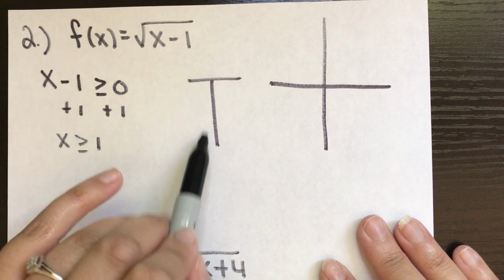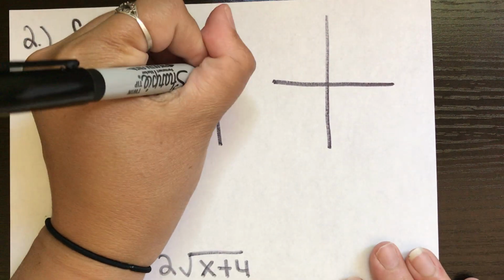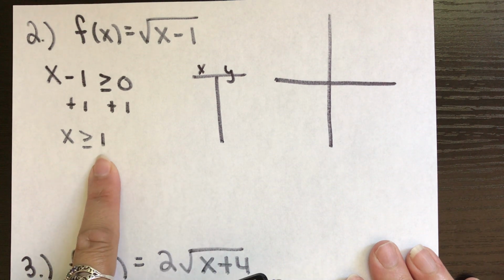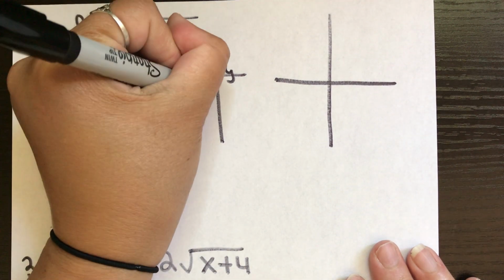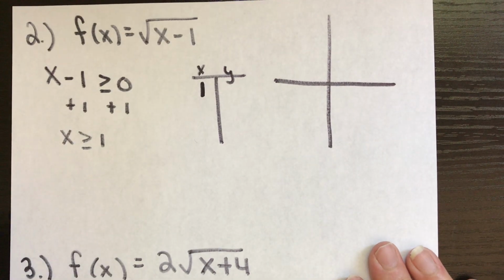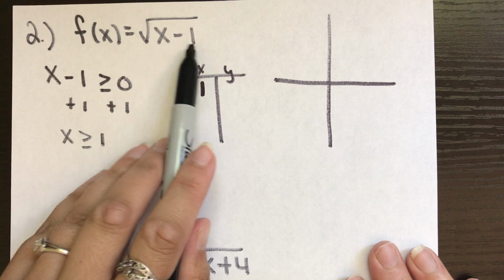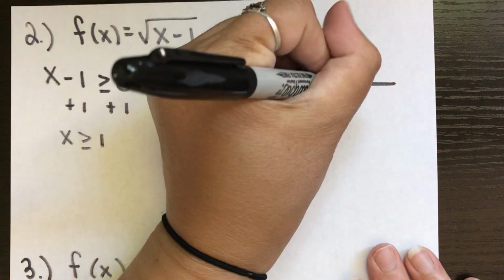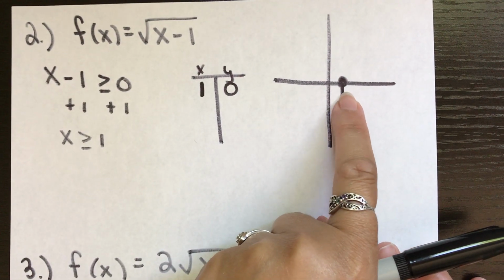So I can plug in any numbers I want to this side of the table. This is my x values. We choose our x values, and we're finding our y values. I can plug any number into this equation that I want as long as it's 1 or larger. You always want to choose the number you get here as your first one. So I'm going to use 1. Why? Because when I plug it in, it works out nicely. 1 minus 1 is 0, and the square root of 0 is 0. So my very first plotted point is right here. That is my leftmost point.